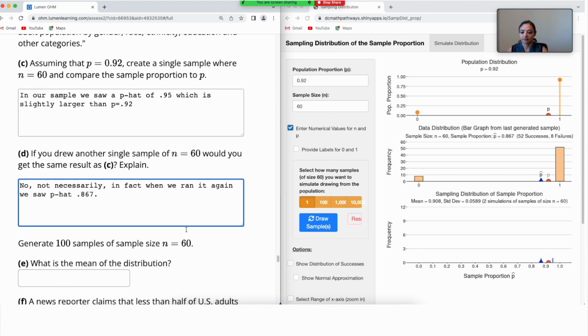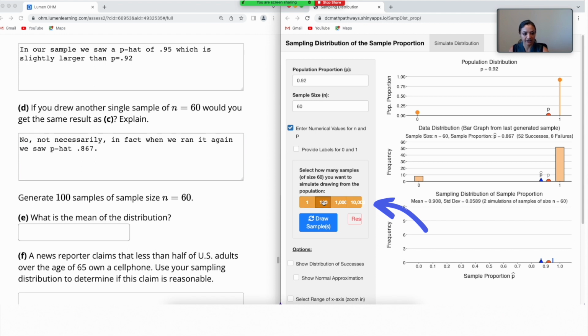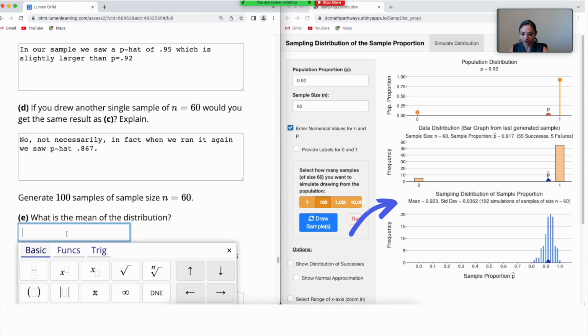Let's look at this next one. It says generate 100 samples of size 60. So let's do that. So we want to now toggle 100, and we're going to draw those samples. So there it is. We see all of these samples showing up at the bottom here. It says, what is the mean of the distribution? For us, we ended up getting 0.923. Here's the mean of the samples. Okay, so 0.923 is what we saw in ours.